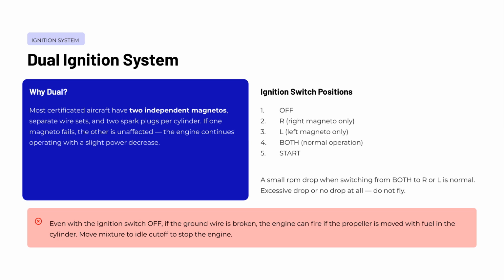One critical safety point to remember: even with the ignition switch in the off position, the engine can still fire if the P-lead ground wire is broken or disconnected. If fuel is present in a cylinder and someone moves the propeller, the engine can kick. Always treat any propeller as if the engine could start. If you need to stop a runaway engine and the switch is unresponsive, move the mixture to idle cutoff to stop fuel flow immediately.